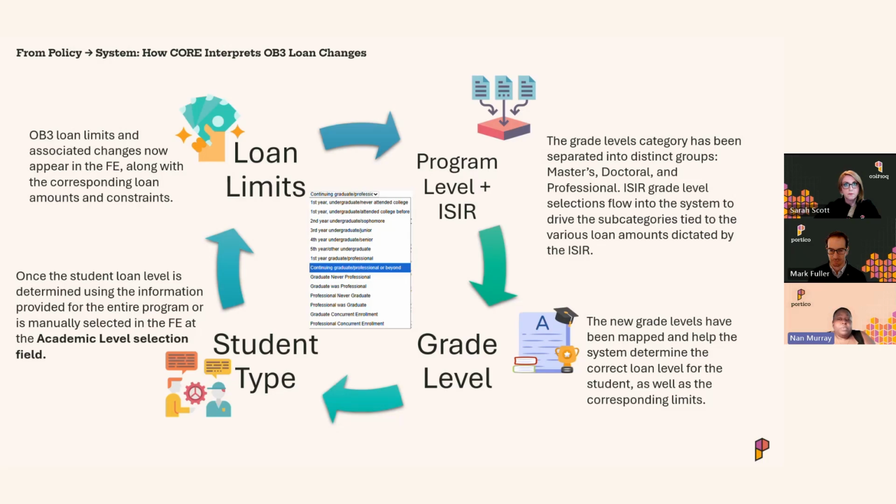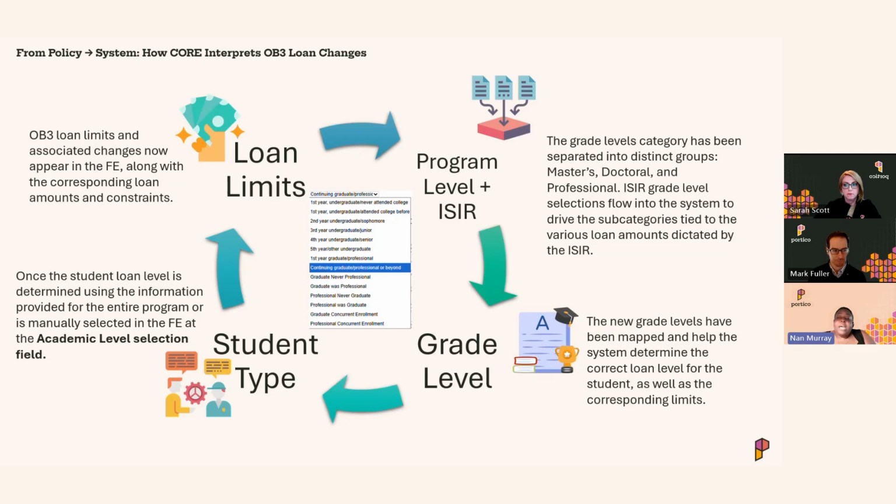At the program level, we have now separated things more clearly. Instead of everything being lumped together as graduate professional, it is now master's, doctoral, and first professional. That allows the system to place students in the correct category from the start. But we are still getting that grade level from the ISIR. That part hasn't changed. So Nan, how does that work if there's not a one-to-one mapping to CORE?